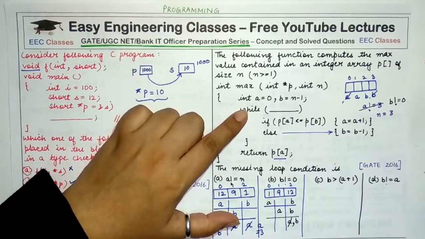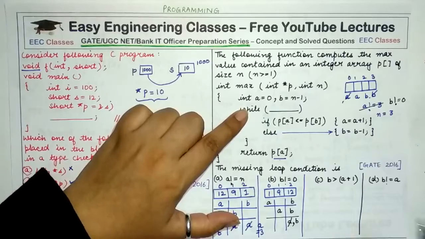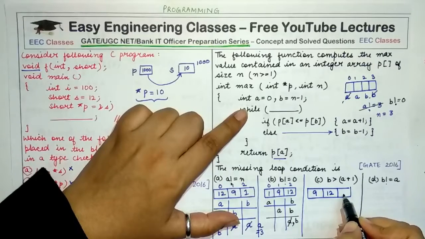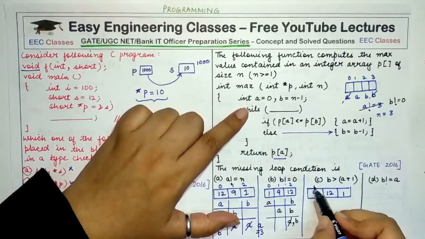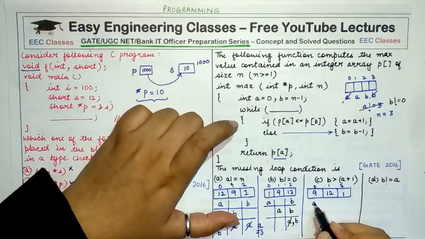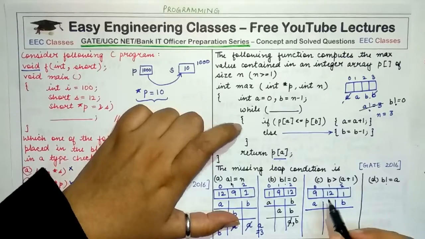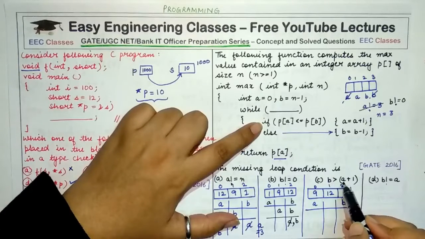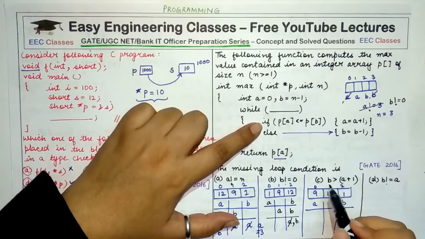Now coming to the third condition, here I use another array. Say I jumble up these elements and I use 9, 12 and 1. The indices are these. In this case, A is initially 0, B is this. Since this condition is true, B is greater than A plus 1. So B, that means 2. 2 is greater than 0 plus 1, that means 1. 2 is greater than 1.